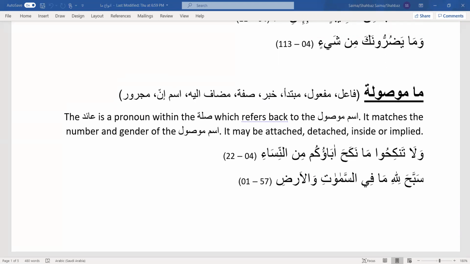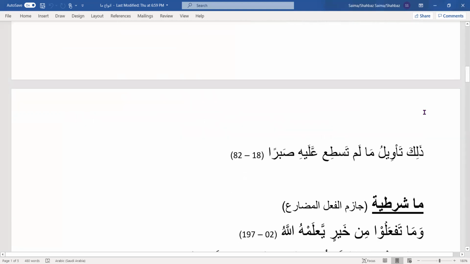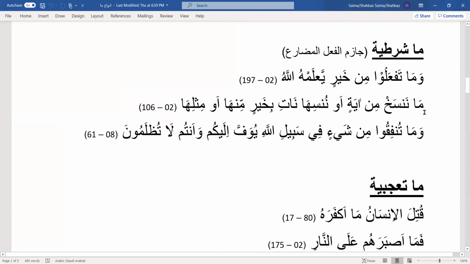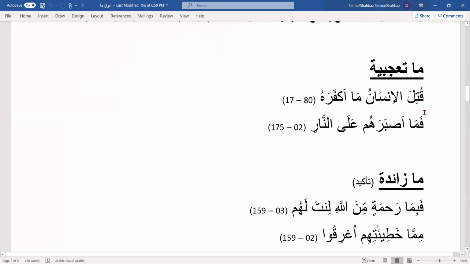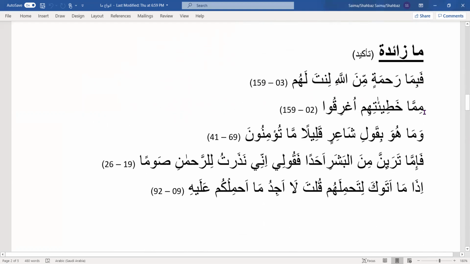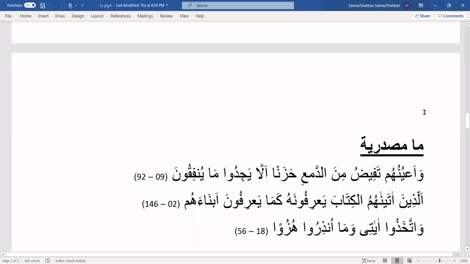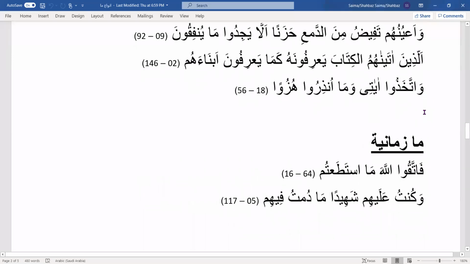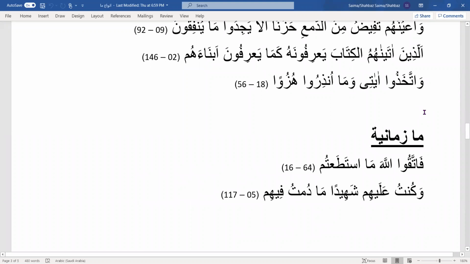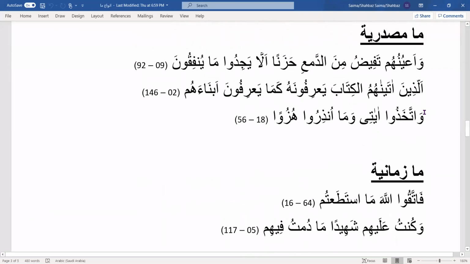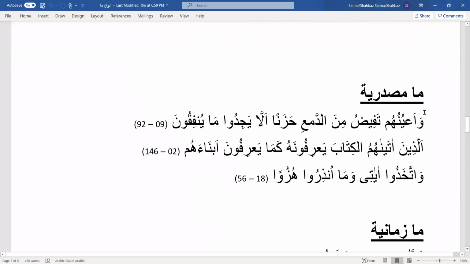How many types of ma do we have? Well, over here I have one more, ma shartiya, so that's number 4. Ma ta'ajjubiyya, 5. Ma zaida, 6. Ma masdariya, 7. And ma zamaniya, 8. But this may not be an exclusive, complete list. Some may have more, but this should be sufficient for us.